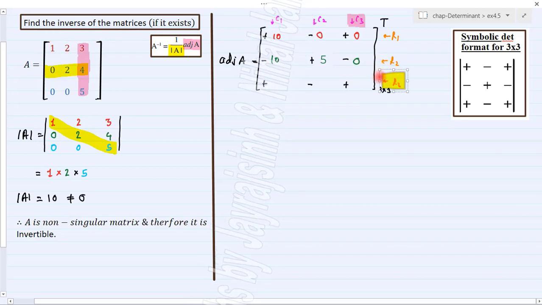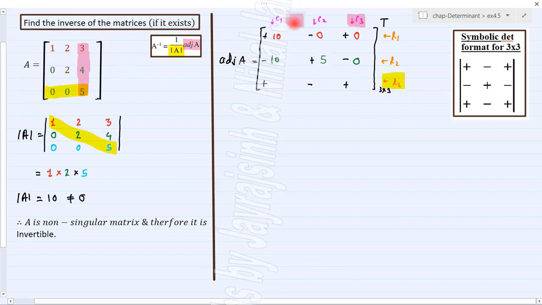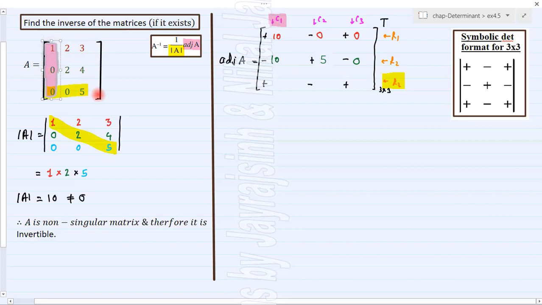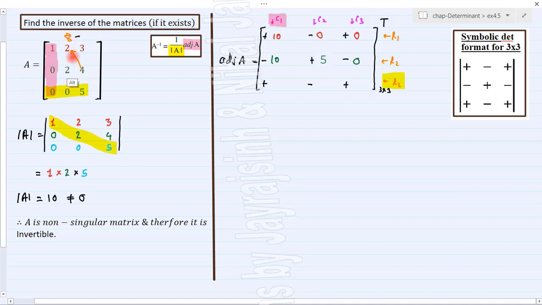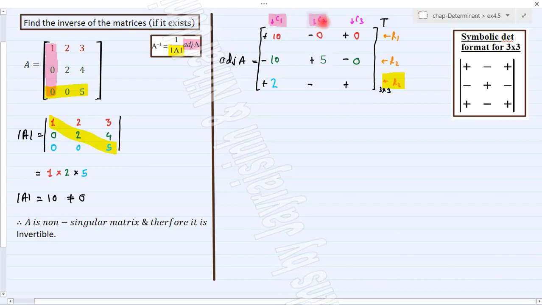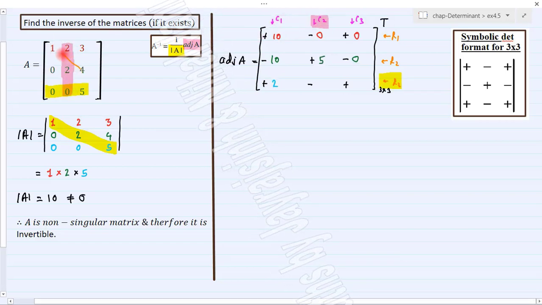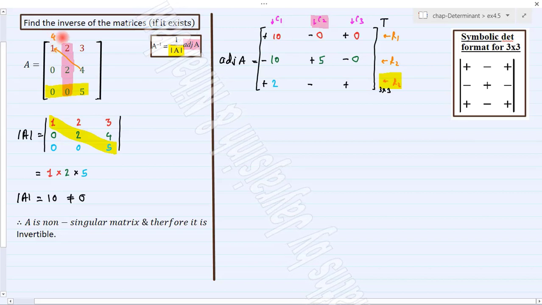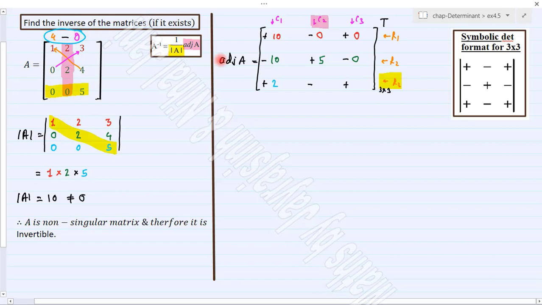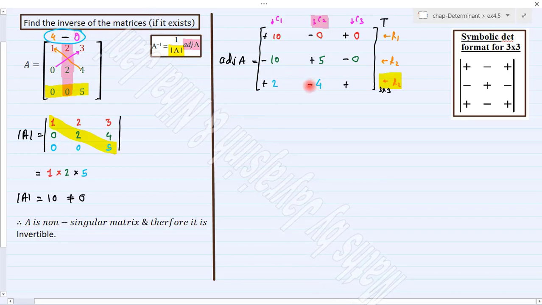Now let's move to your last row. The first element is in first column. So ignore third row and first column. So 4 multiply with 2 will give us 8 minus 2 multiply with 3 will give us 6. So 8 minus 6 will give us 2. Then second element of the last row, 4 1s are 4 minus 0 3s are 0. So 4 minus 0 will give us 4, or we can say minus 4.